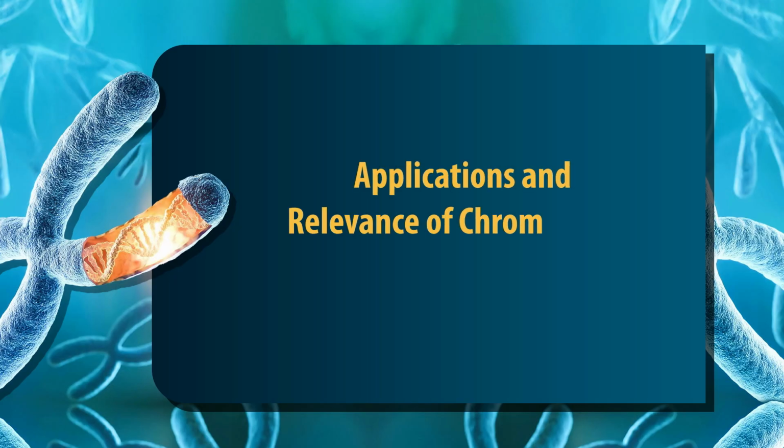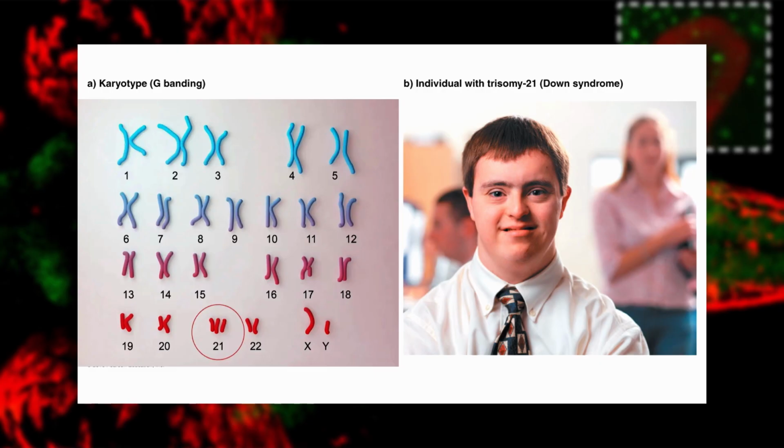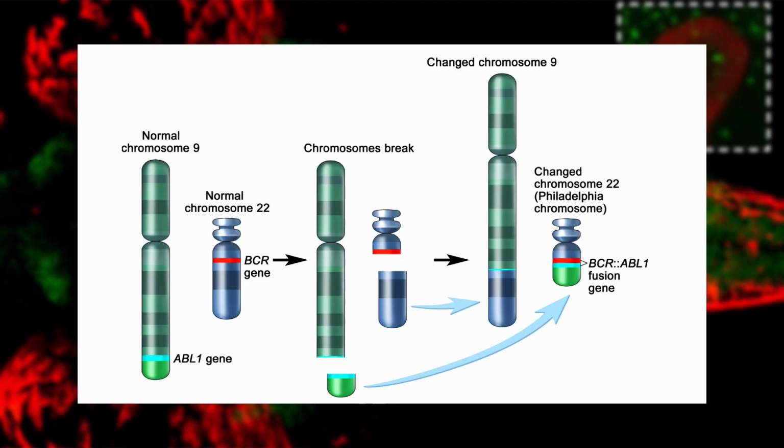Now we will be discussing the applications and relevance of chromosomal dynamics. The study of chromosomal dynamics informs medicine, agriculture, biotechnology and evolution. Diagnosing genetic diseases. Cytogenetic tools like karyotyping and FISH identify chromosomal disorders such as Down syndrome, Klinefelter syndrome, and cancer-specific translocations such as BCR-ABL in leukemia.